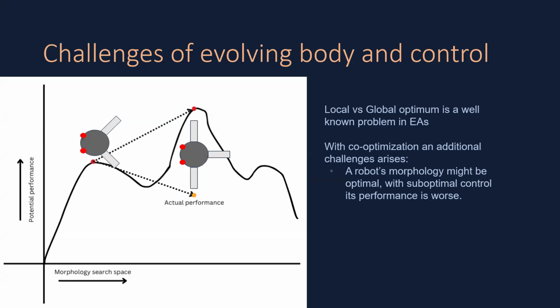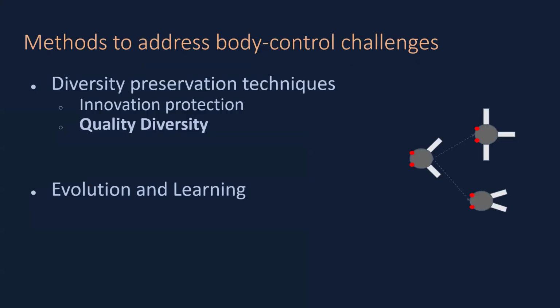So within evolutionary algorithms, there is already a phenomenon called the local versus global optimum problem. But in this case, it adds a new problem in that this potentially better performing robot actually performs worse because it doesn't have the optimized control. So there are several methods for trying to deal with this.